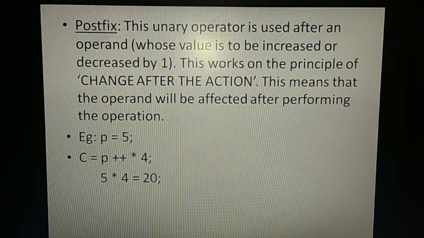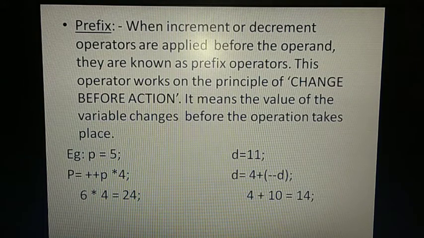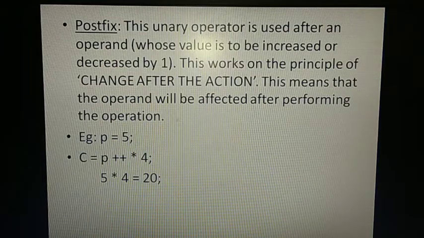For postfix, the unary operator is used after an operand. In prefix, the unary operator is used before the operand, but in postfix, the unary operator is used after the operand whose value is to be increased or decreased by 1. This works on the principle of change after the action. It will change the value of the variable after the operation, after the action has taken place.